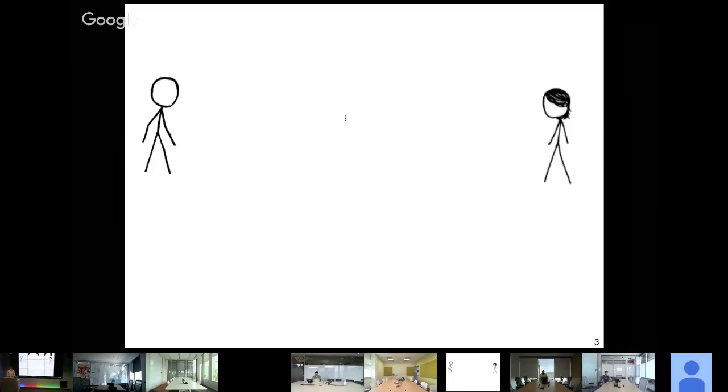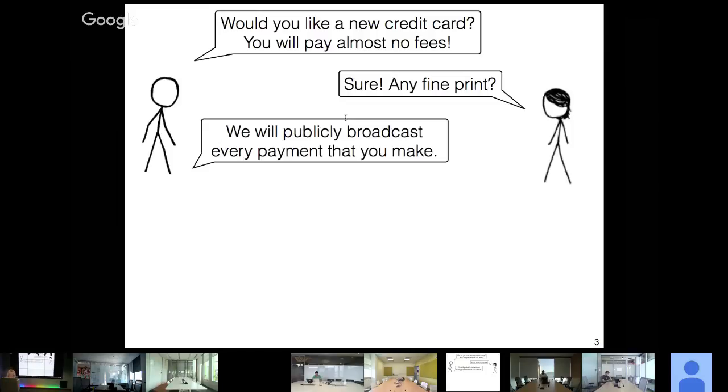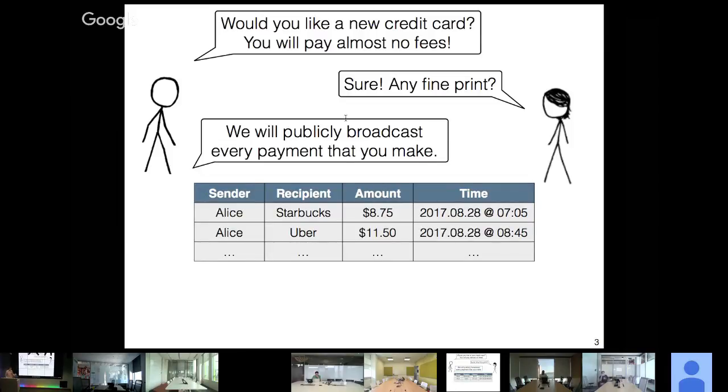So let's start with maybe an allegory. Suppose that your bank approaches you and offers you a new credit card, with the sweet deal that you will pay almost no fees. You're a bit suspicious and you ask, is there any fine print? And it says, well, not really, but we'll just publicly broadcast every payment that you make.